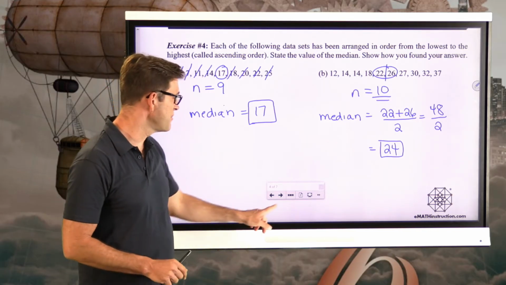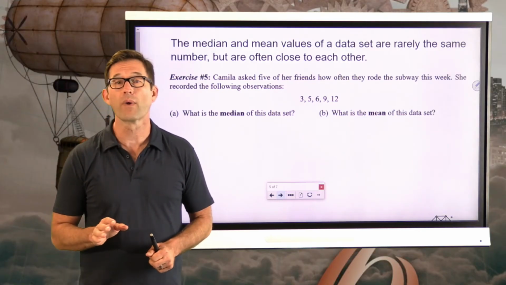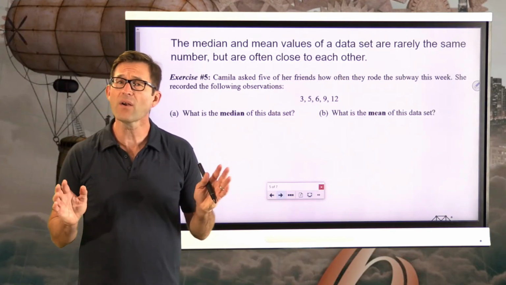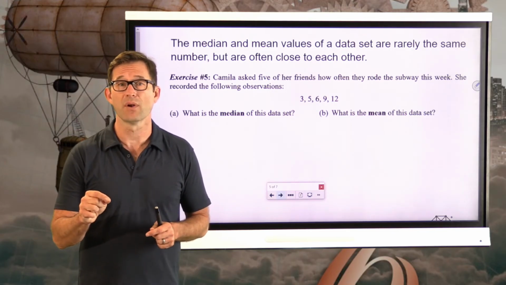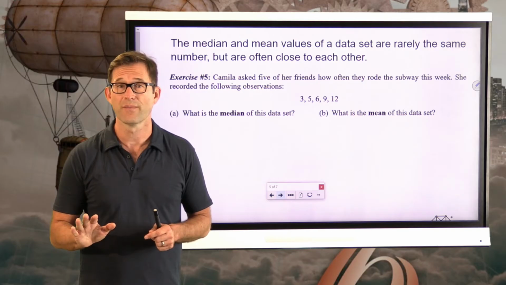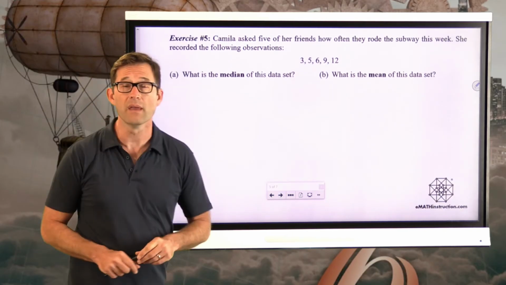Anyway, let's keep going. The median and the mean values of a data set are rarely the same, but they are often close to each other. In fact, the most interesting things in statistics happen when they're not very close to each other. Let's take a look at exercise 5 just to get a little bit more work with both the mean and the median.